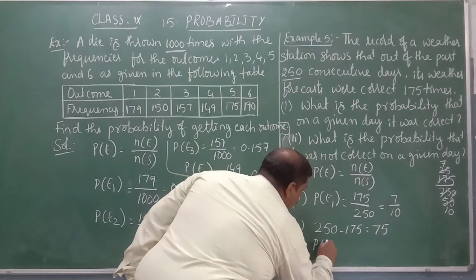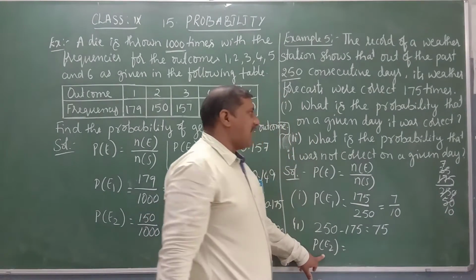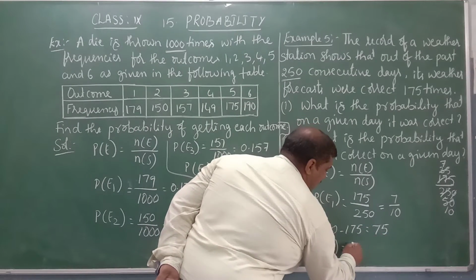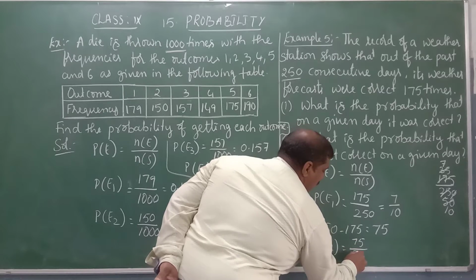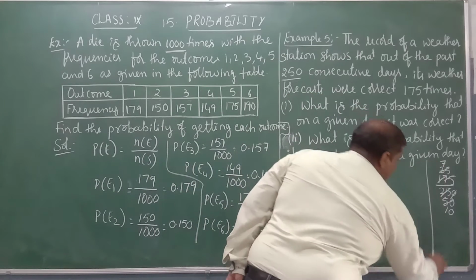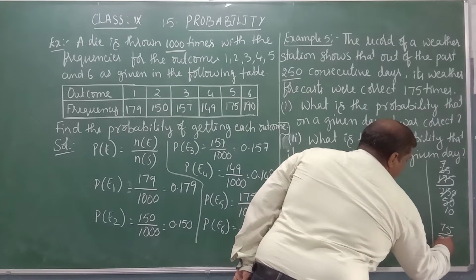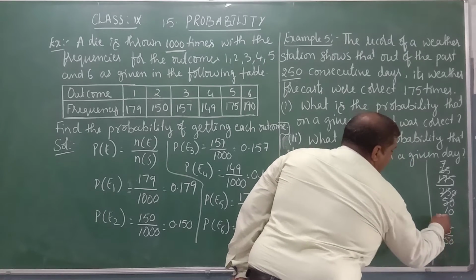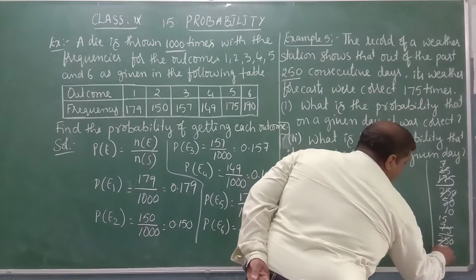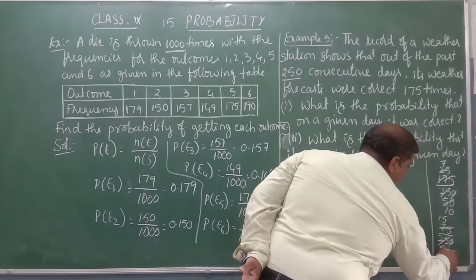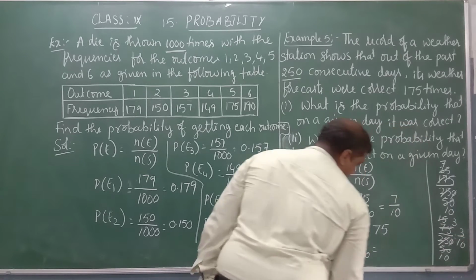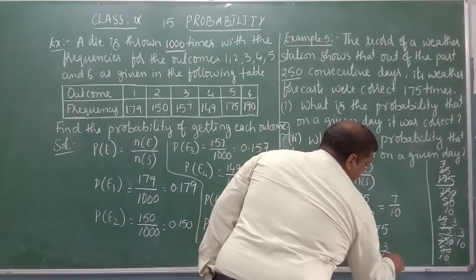Therefore, P of E2, where E2 is the event that it was not correct. How many favorable outcomes? 75, divided by the total number of possible outcomes, 250. Simplify this: 75 by 250. 5 ones are 5, 5 fives are 25, 15 fives are 75. Now 5 fives are 25, 5 zeros are 0, 5 ones are 5, 5 threes are 15. So we get 3 by 10.